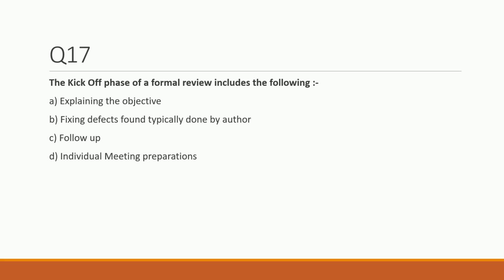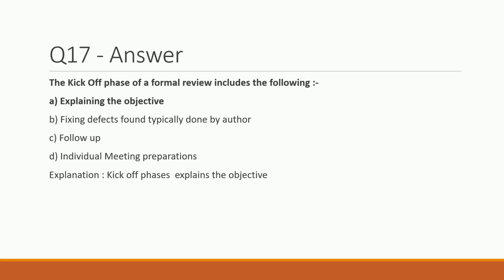Question 17 says the kickoff phase of a formal review includes the following: explaining the objective, fixing defects found typically done by the author, follow-up, individual meeting, preparation. So the answer is A, where the kickoff phase explains the objective.